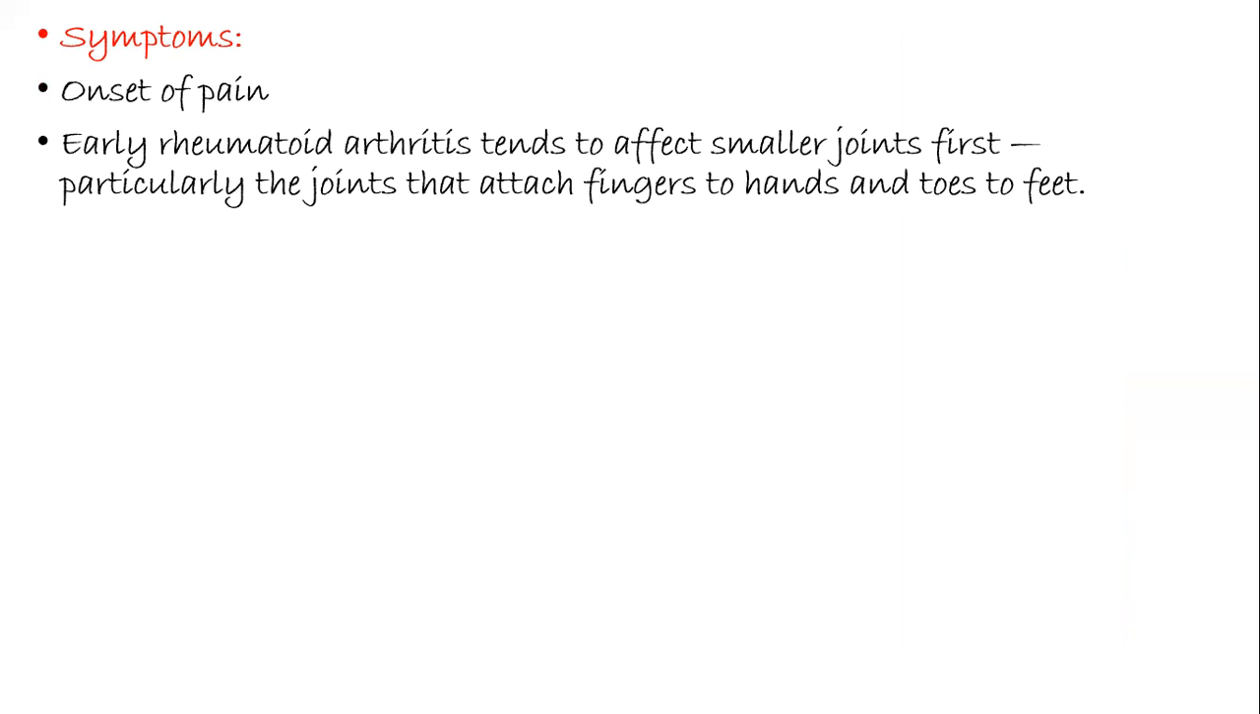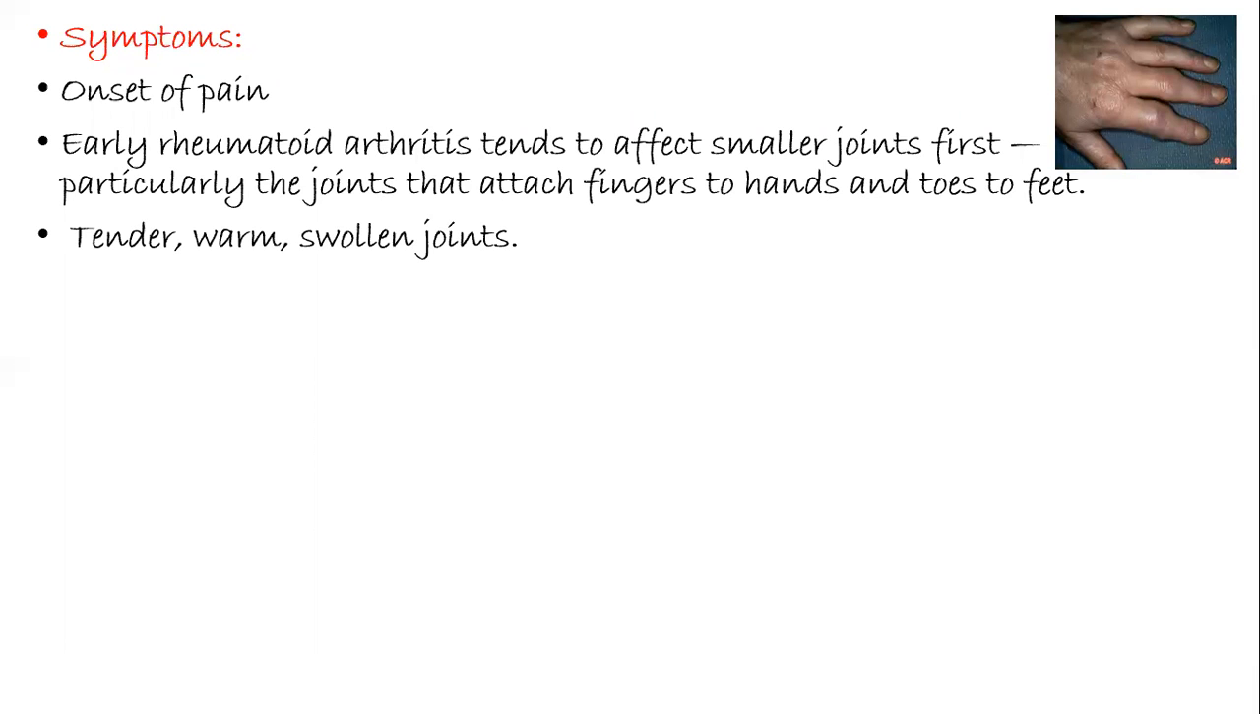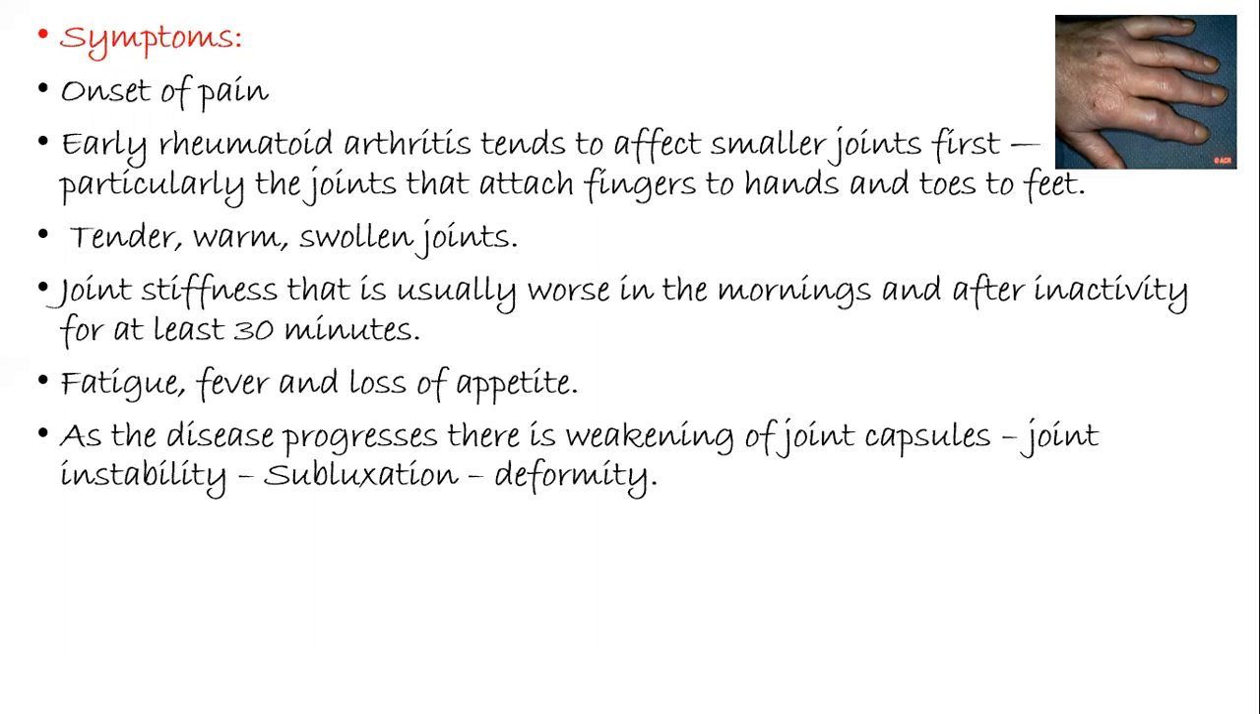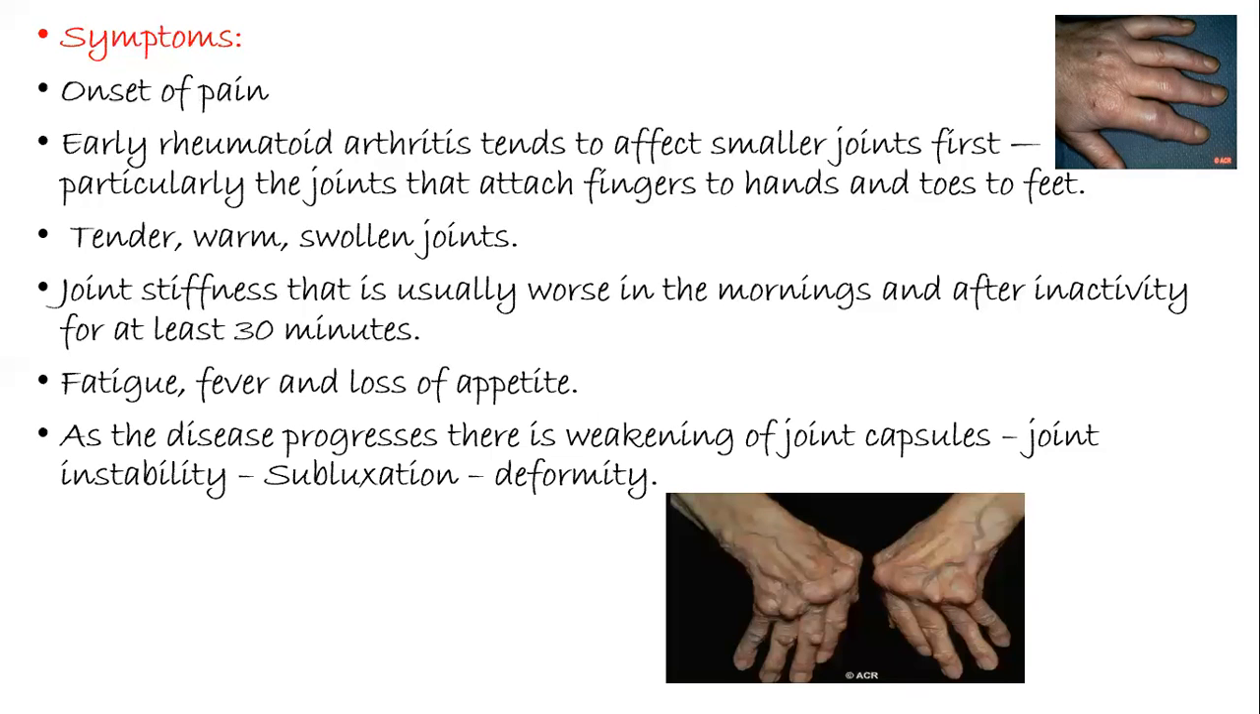Early rheumatoid arthritis tends to affect smaller joints first, particularly the joints that attach the fingers to the hands and toes to the feet. At this point, your joints are tender, warm and swollen. The joint stiffness is usually worse in the morning and after inactivity for at least 30 minutes. The patient experiences fatigue, fever and loss of appetite. As the disease progresses, there is weakening of joint capsules, causing joint instability, subluxation and ultimately deformity.